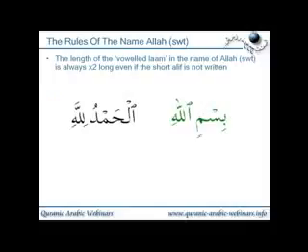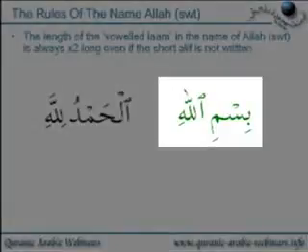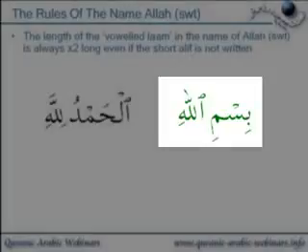The next thing to cover is the length of the voweled lam in the name of Allah subhanahu wa ta'ala, and this is always 2 lengths long even if the short alif is not written. The first example we've got here is again Bismillahi, and on top of the lam of Allah we have the short alif, which indicates to us that it's going to be 2 lengths long. That's why we normally say Bismillahi. You cannot say it short. It has to be 2 lengths long.